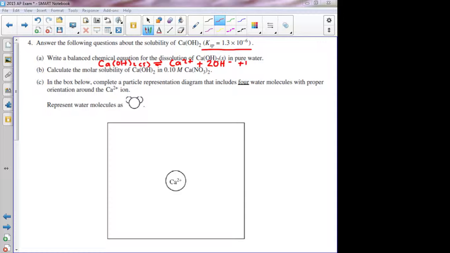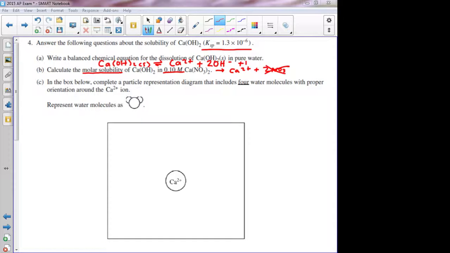Right. B says calculate the molar solubility. So how much of it's going to dissolve. So how much of calcium hydroxide is going to dissolve in 1.10 molar calcium nitrate. Okay? Now, calcium nitrate. What do I know about nitrates? They're completely soluble. So this is going to completely dissociate into Ca2 positive plus 2 NO3 negative. Okay? Now, do I care about the NO3 negative? No, it has nothing to do with my calcium hydroxide. So it's a spectator ion. Don't really care about it.